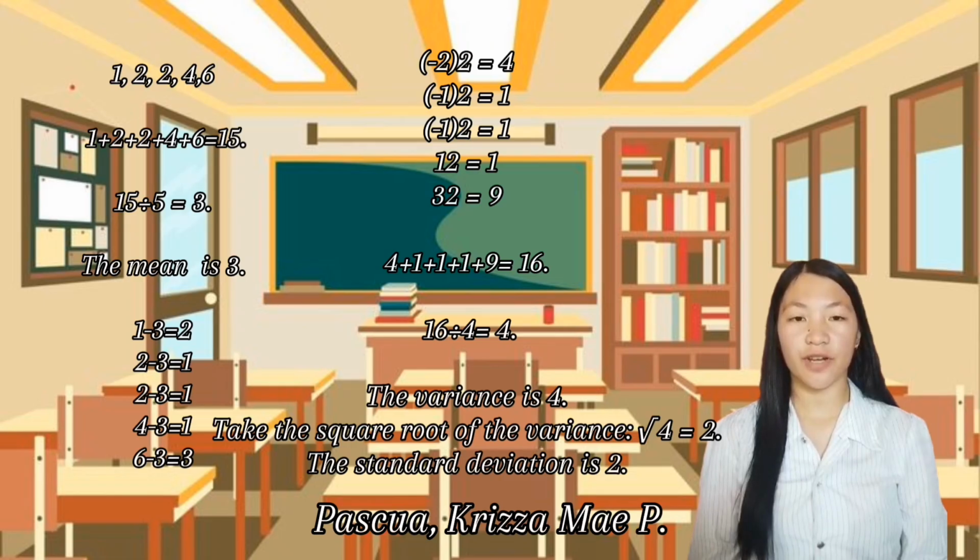Add the squared differences. So 4 plus 1 plus 1 plus 1 plus 9 is equal to 16. Then calculate the variance. So 16 divided by 4 is equal to 4. So our variance is 4. Then find the standard deviation. Take the square root of 4. The square root of 4 is 2. So the standard deviation for the sample 1, 2, 2, 4, and 6 is 2.